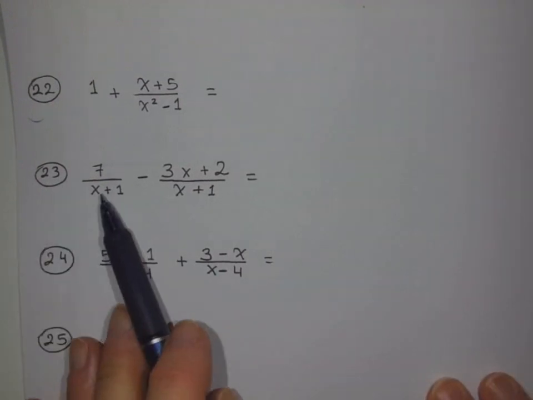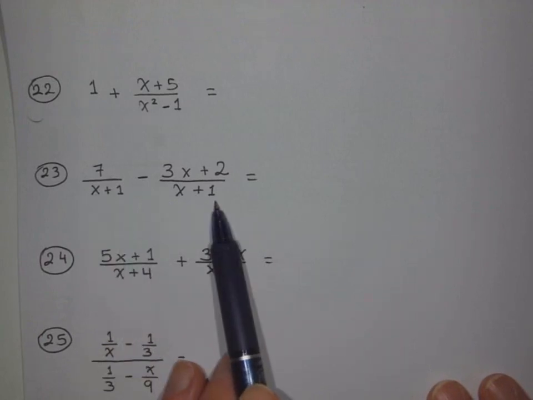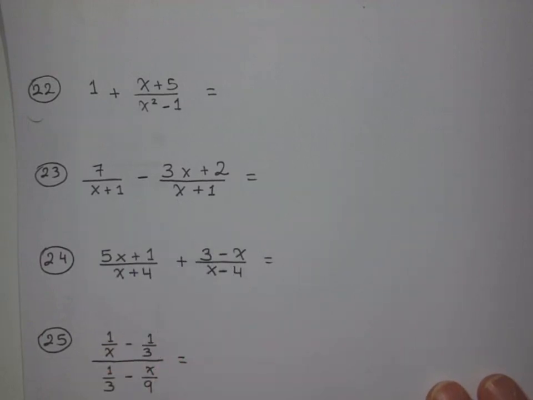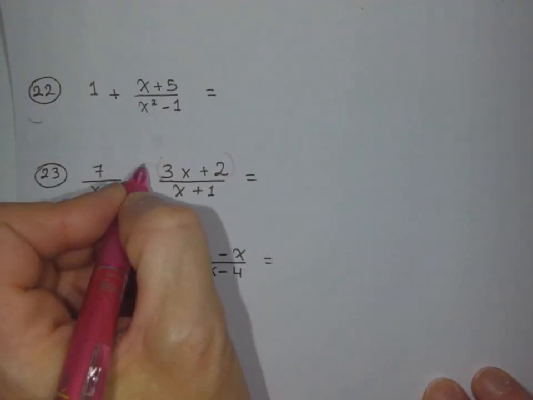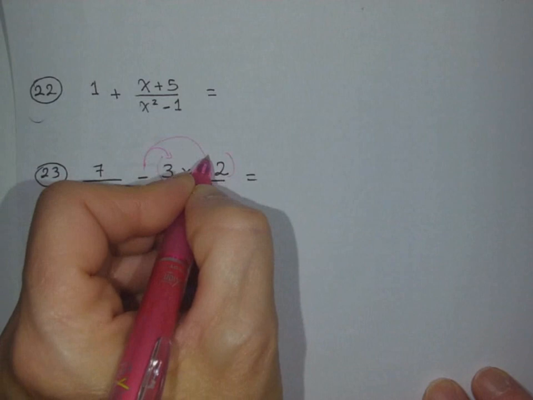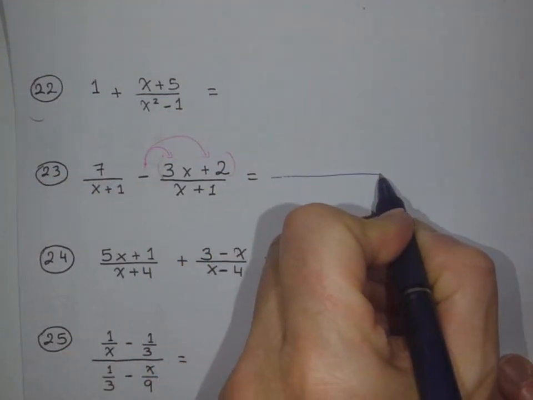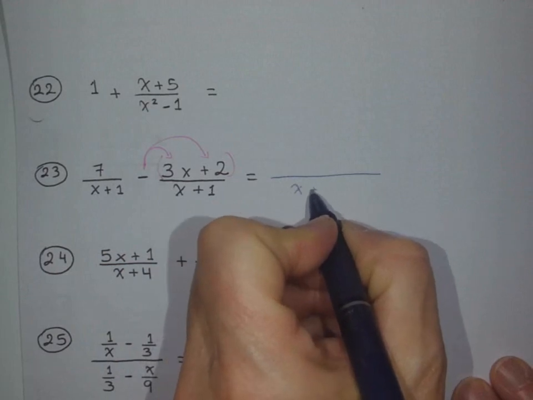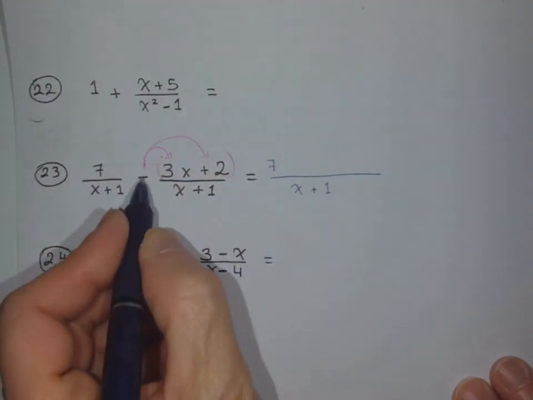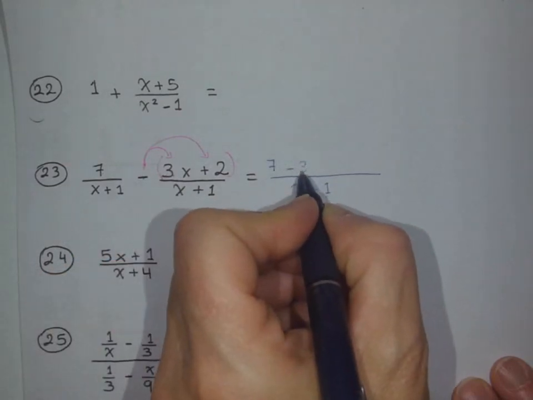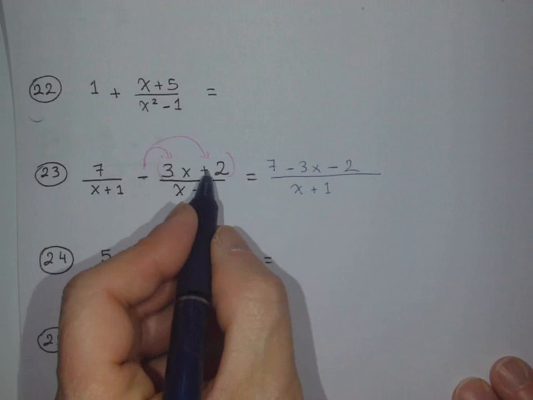This one already has a common denominator. You see how we have an x plus 1 and an x plus 1? That's already common, so the only thing I have to worry about is distributing that negative into this one to make sure that my signs are good, and I can write that as one single fraction over my common denominator already. So it'll be 7 minus 3x minus 2. Right? Negative, positive is negative 2.